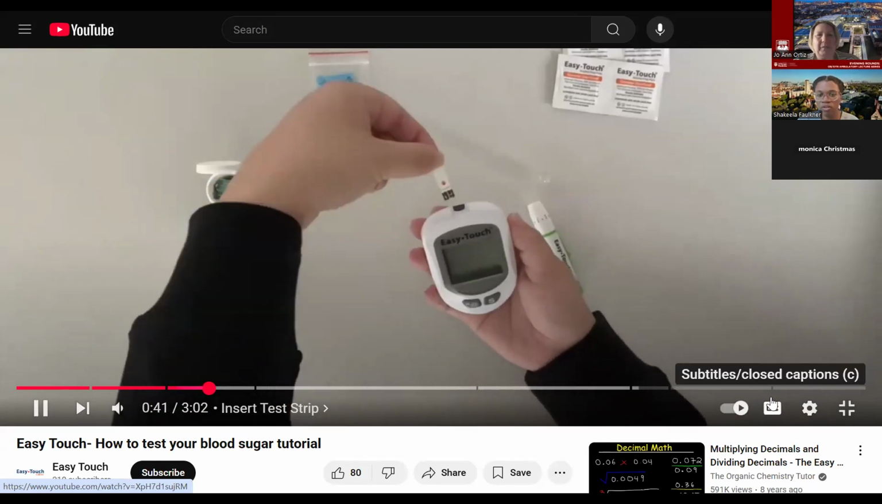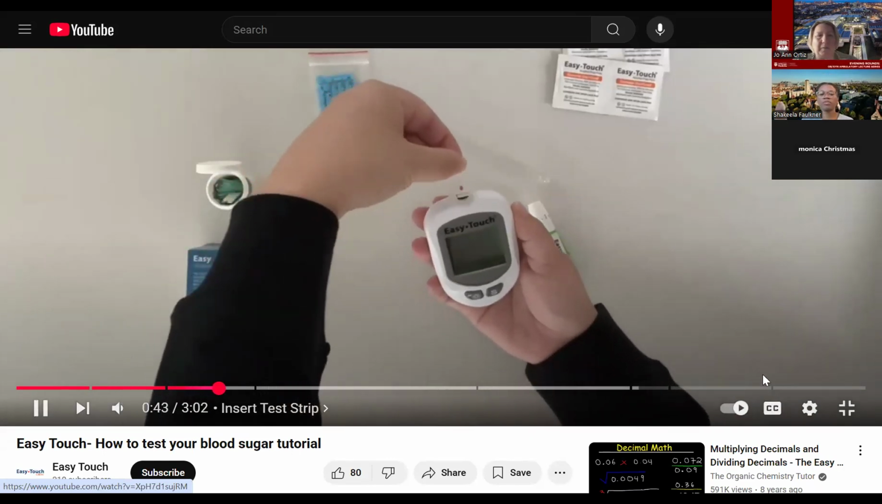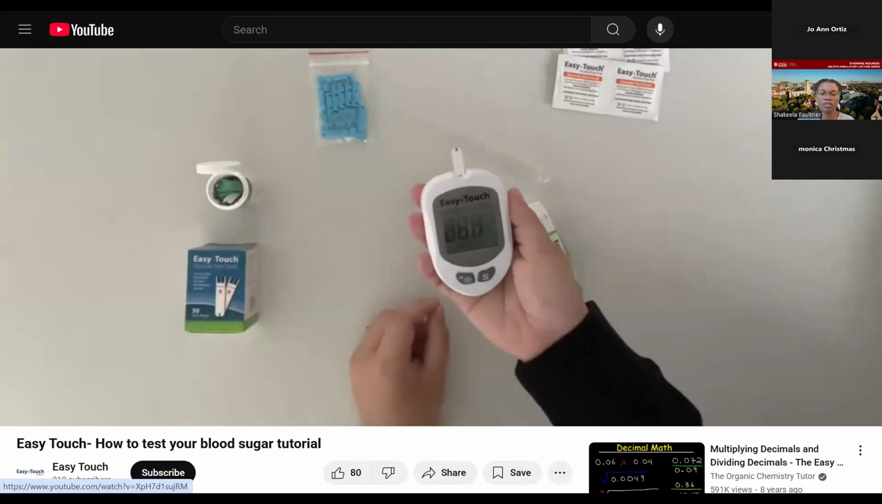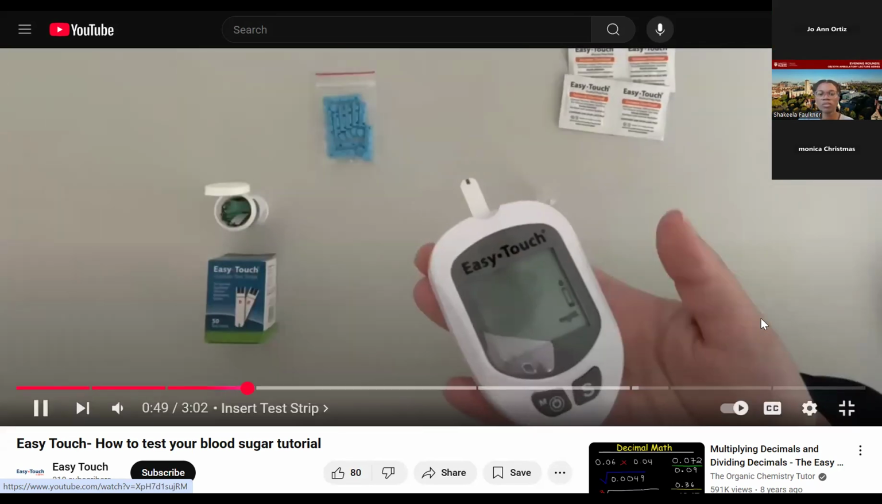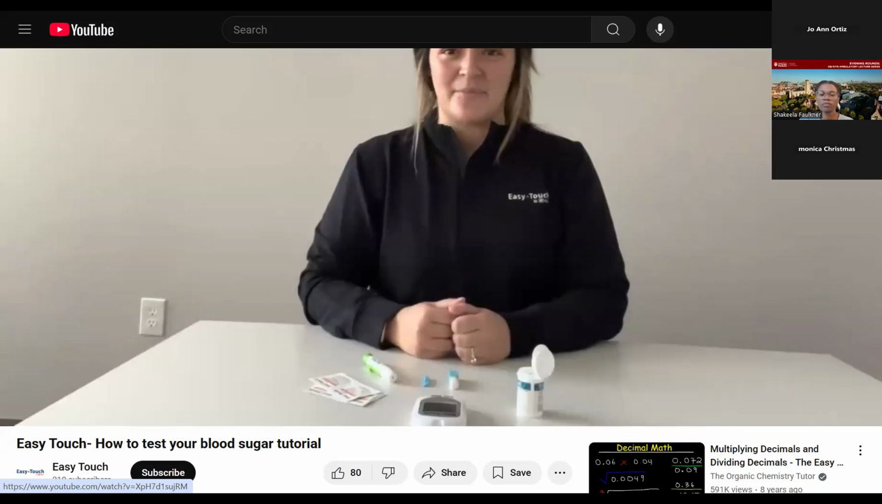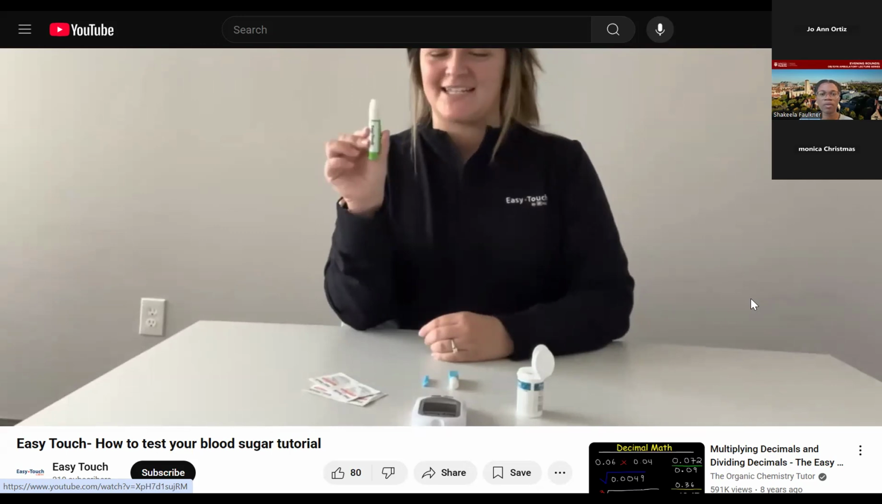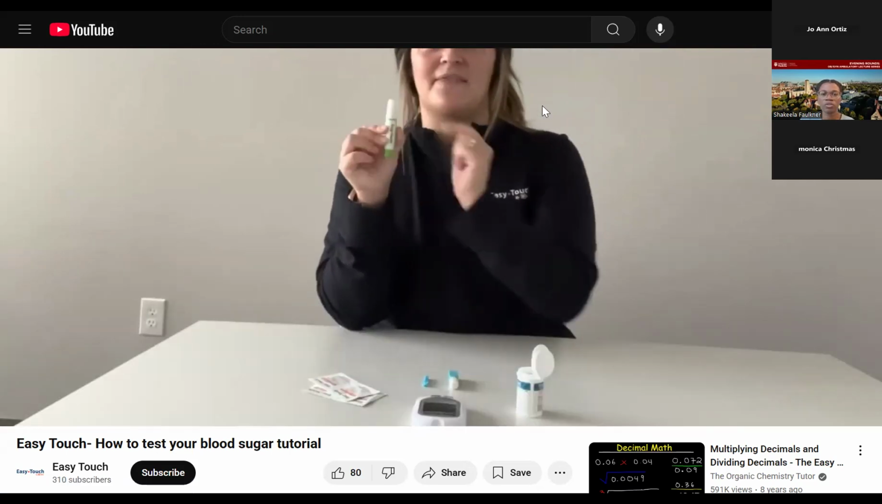So this is just stressing the importance of the orientation of the test strips before you put them into the monitor. And then once it's in the monitor, you should have some type of indicator that it is working appropriately. Again, it'll depend on the device that you're using.